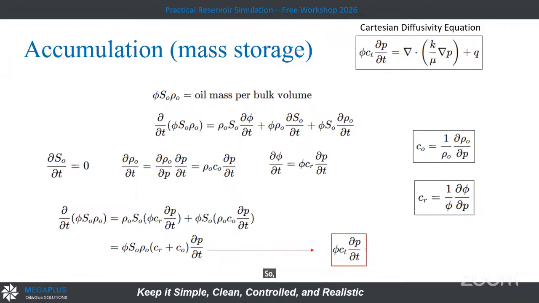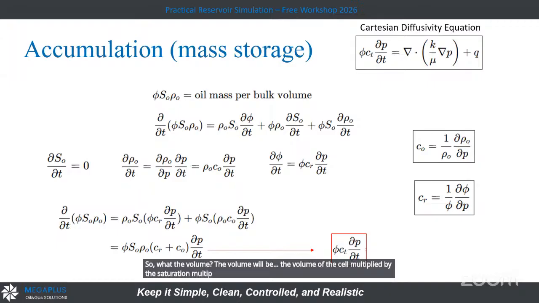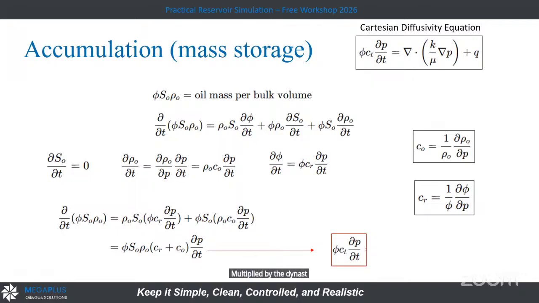So here, if you remember, in accumulation, if I have a cell, the mass will be the volume multiplied by the density. What is the volume? The volume will be the volume of the cell multiplied by the saturation multiplied by the porosity that I inserted from the static model, multiplied by the density of the oil from the fluid properties that I will insert.